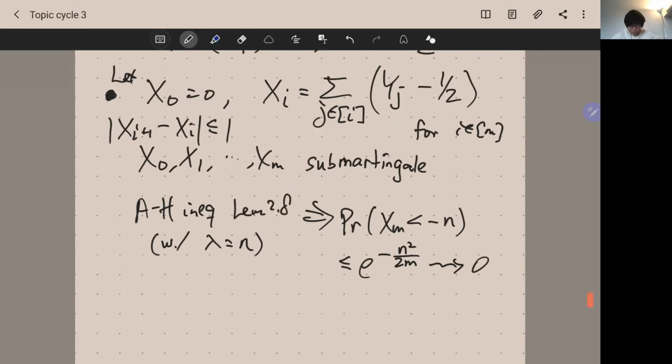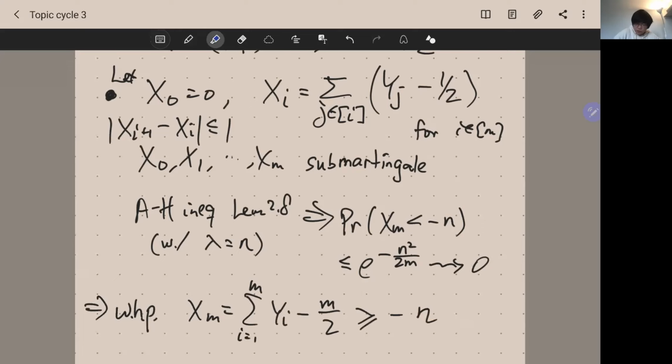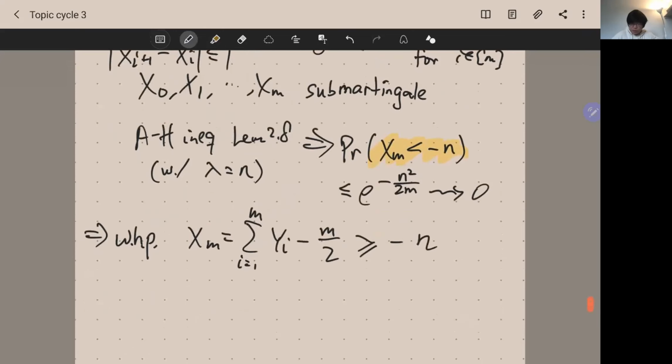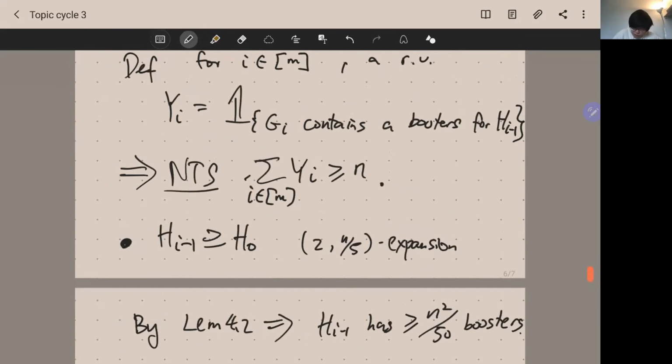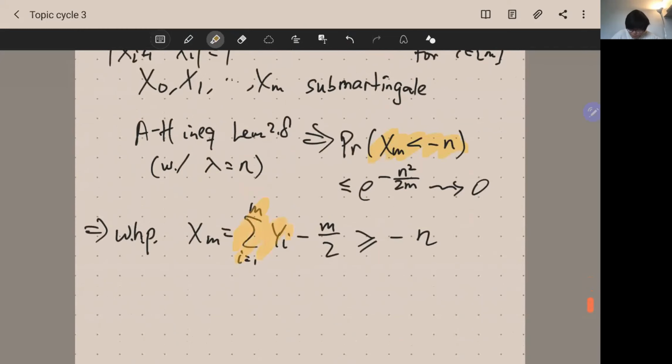Okay. So what's the implication? That means with high probability, Xm, which is equal to the sum of Yi minus 1/2, but let me move the 1/2 out, is bigger than negative n. If this fails, which has very high probability of not happening, we want the sum of Yi to be at least n. Here, the sum of Yi is at least m over 2 minus n, but m is 5n, right? So this is exactly what we want. We are done.